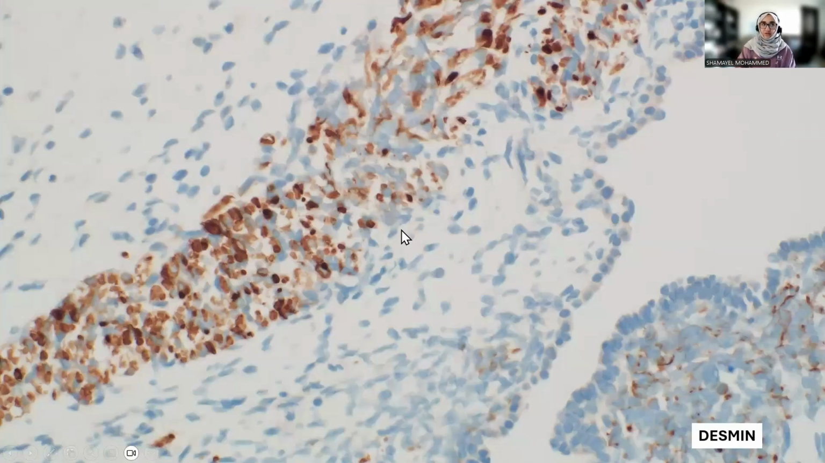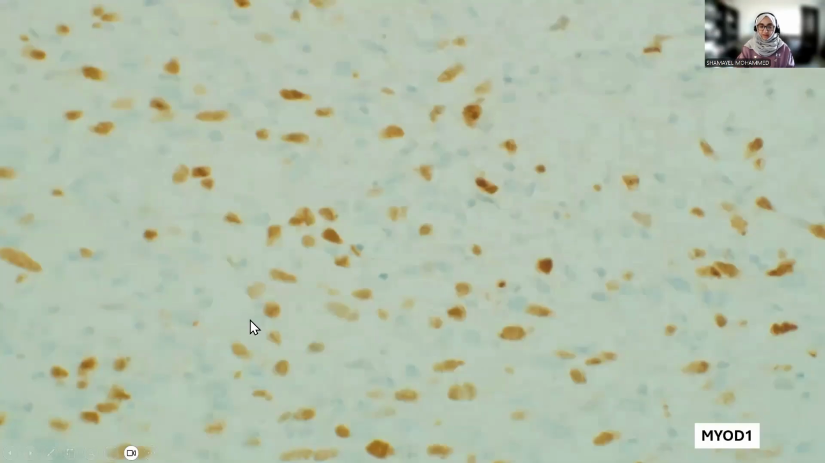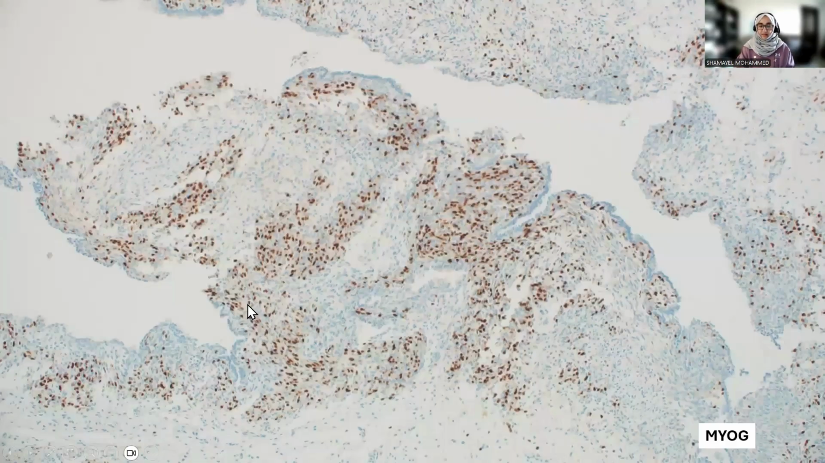Some of the immunohistochemical stains that we would recommend is definitely Desmin. You want to confirm that they have a rhabdoid origin, skeletal muscle origin. So Desmin shows positivity within the primitive looking cells as well as the cells with the tail tadpole cytoplasm and the rhabdoid areas as well. MyoD1 was positive, myogenin was positive.